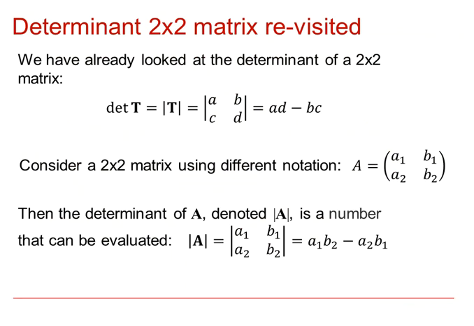We've already looked at the determinant of a 2x2 matrix, and we've seen that the determinant of the matrix can be written as AD minus BC. If we consider this new notation for the matrix, we can write it as columns A1, A2 and B1, B2. Then the determinant of this matrix would become A1 B2 minus A2 B1.